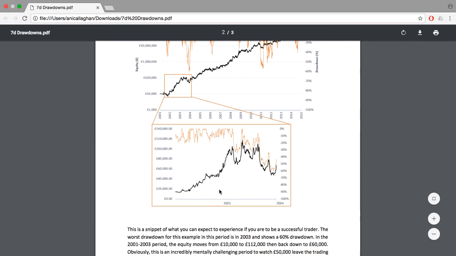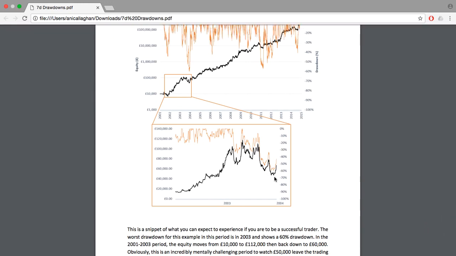As you can see, it actually runs up from just below £20,000 up to £120,000 here in the time period of a couple of years. But then we see it coming all the way down from 120,000 down to 60,000. This is why drawdowns are so difficult, and personally I find handling drawdowns by far the most difficult part of trading.